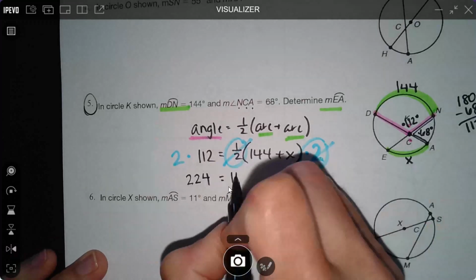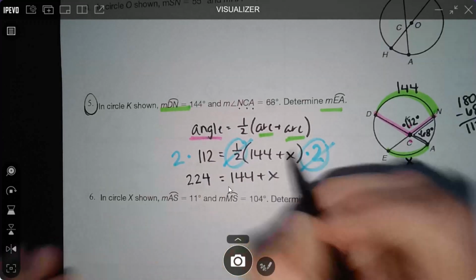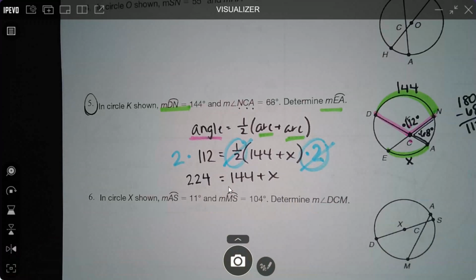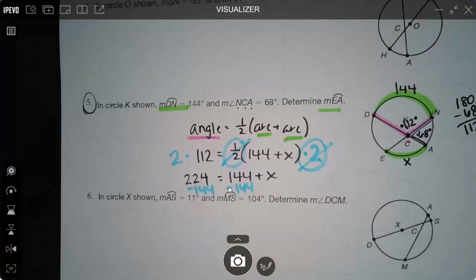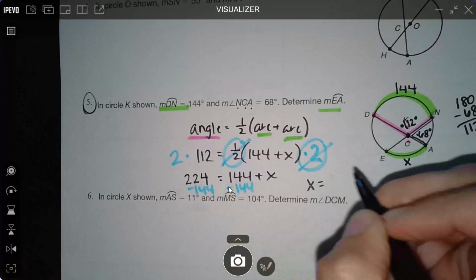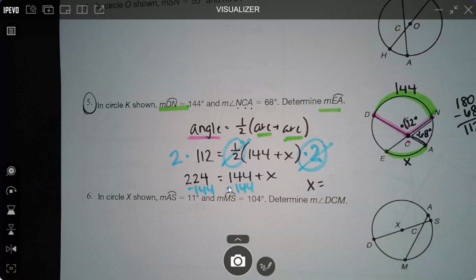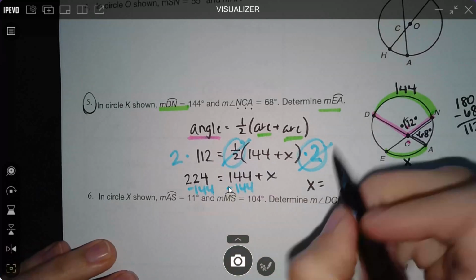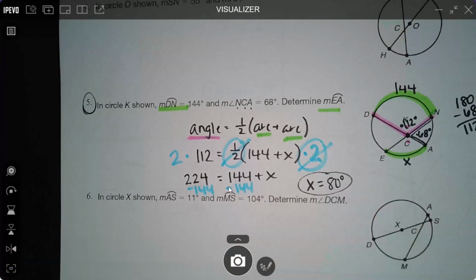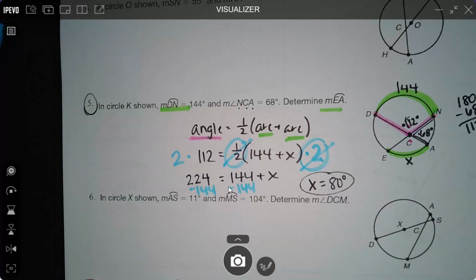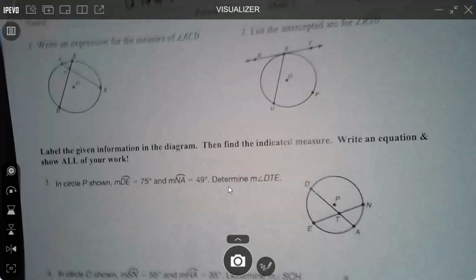So I get 224 equals 144 plus X. Now I can subtract 144. So that would be 80. Okay. All right. So that was one thing I wanted you to see.